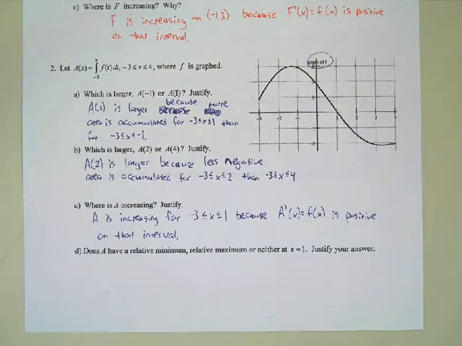Okay? Just like in the past, if we were given a graph of f prime and asked to talk about f, we would say because f prime is positive on the interval. Here we have to make that additional connection. Okay? Alright, cool. Letter D.